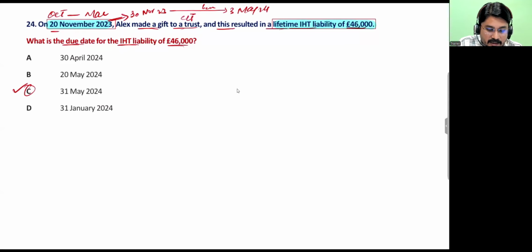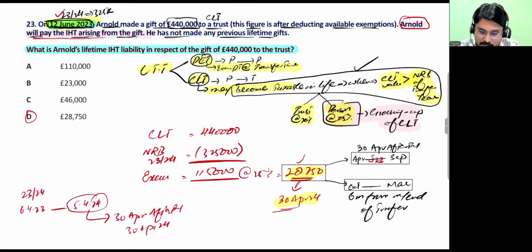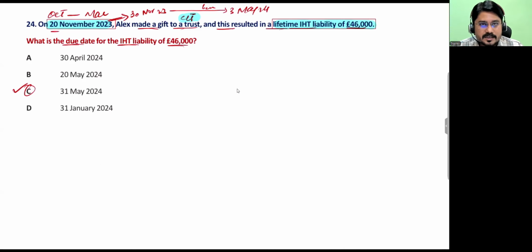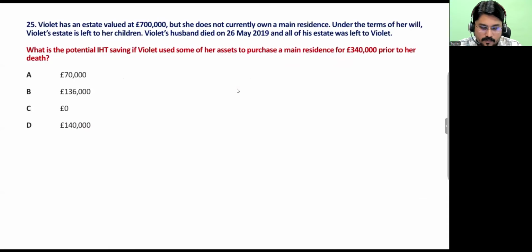It's about lifetime IHT, which is calculated on a CLT. By the way, death taxes, which may be calculated on a PET, on a CLT, or on the estate: any tax which is paid at the time of death is to be paid 6 months from the month end of death. Here it is 6 months from the month end of transfer, but any IHT which is paid at the time of death is always 6 months from the month end of death, whether it's on a PET, a CLT, or the estate. Okay, moving forward. That's a very tricky question.